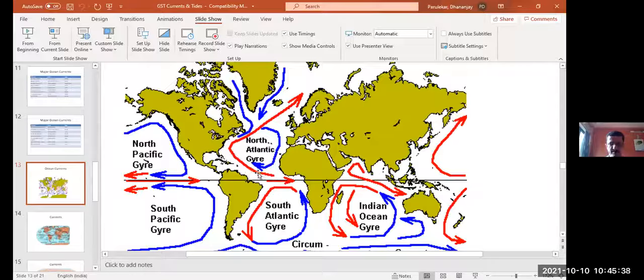And another important thing is that the water mass will also have a tendency to move clockwise in the northern hemisphere and anti-clockwise in the southern hemisphere. All of you write down, please. Water mass. Due to the Earth's rotational force, water mass in the northern hemisphere.